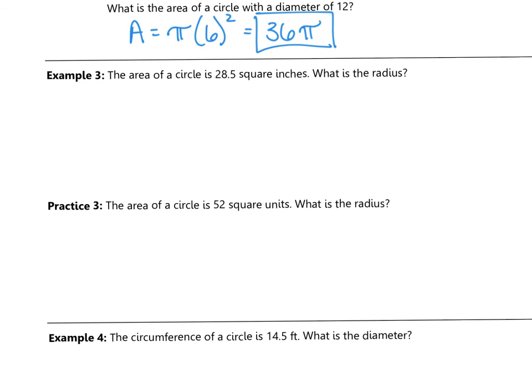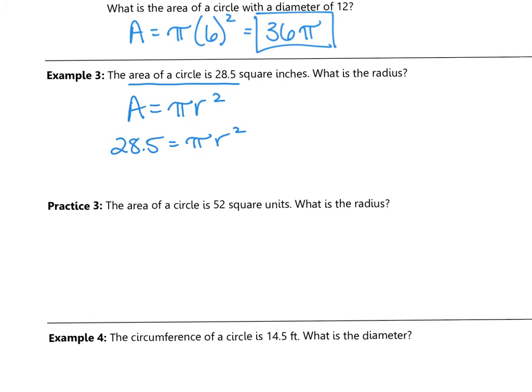Now, example 3 is a little bit different. Now we're kind of going in reverse. I'm giving you the area. See, the area of a circle is 28.5, and I'm asking you for the radius. So let's first focus on our area formula. I'm going to go ahead and write it out for us, and we're going to plug in what we know. So if we know the area is 28.5, I'm going to put that on the left side of my equation here and set that equal to pi r squared.